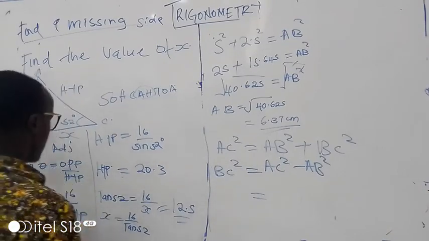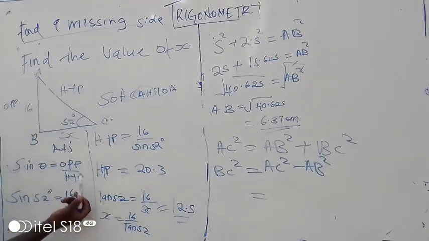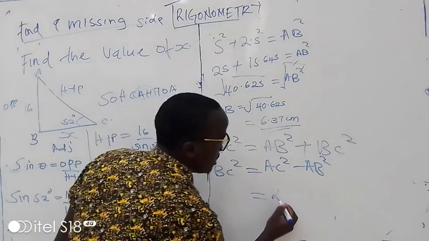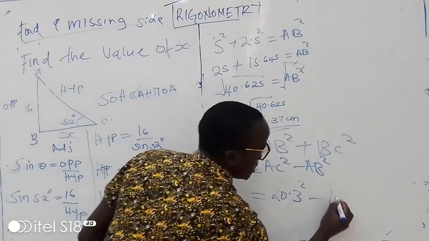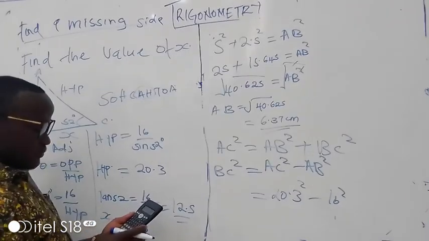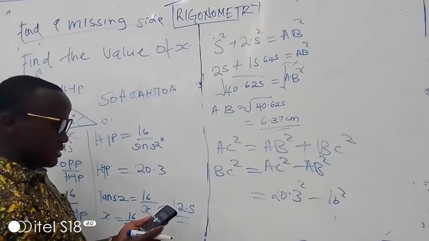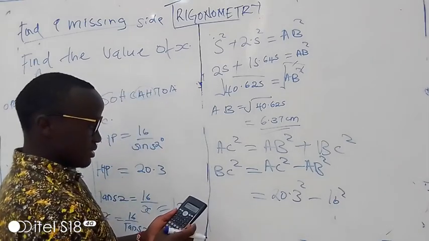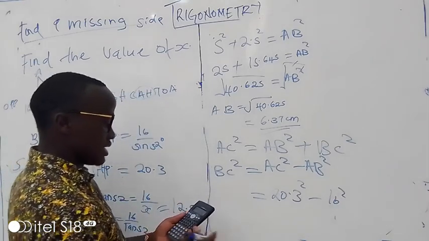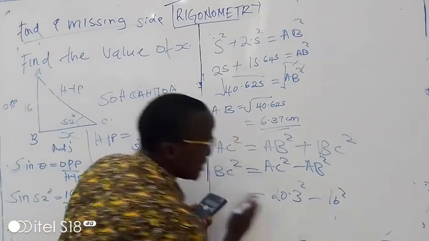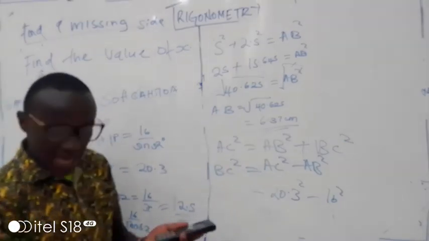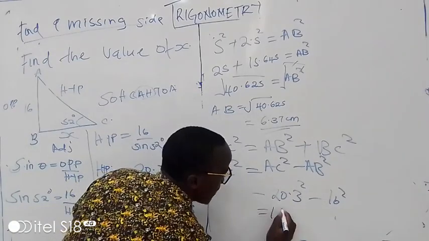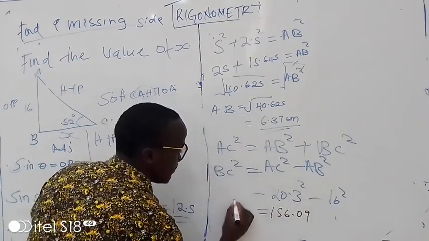Our AC, we had found our AC somewhere, our hypotenuse, it's 20.3. So 20.3 squared minus our AB, which is 16 squared. Now 20.3 squared minus 16 squared, here we get 156.09. Now we need BC squared, which is equal to 156.09.